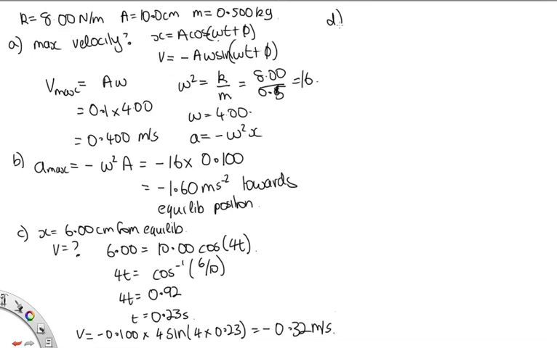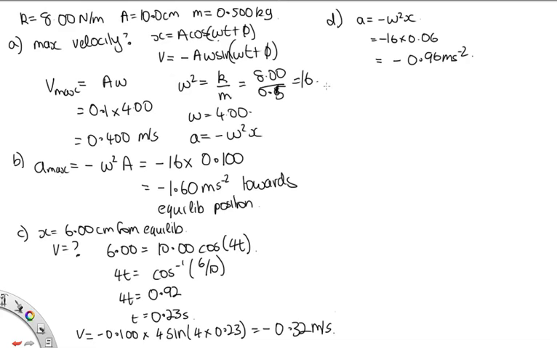Okay, part D. We were then asked to calculate the acceleration. So the acceleration is equal to minus omega squared x. We already have x at 6 centimeters, so this is equal to minus 16 times 0.06, and solving that on the calculator, minus 0.96 meters per second squared.